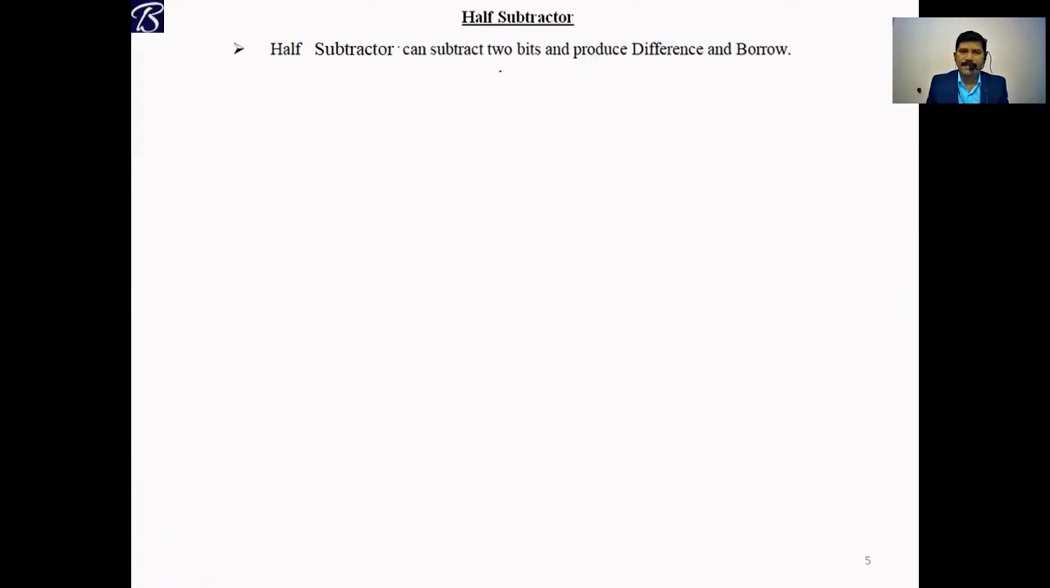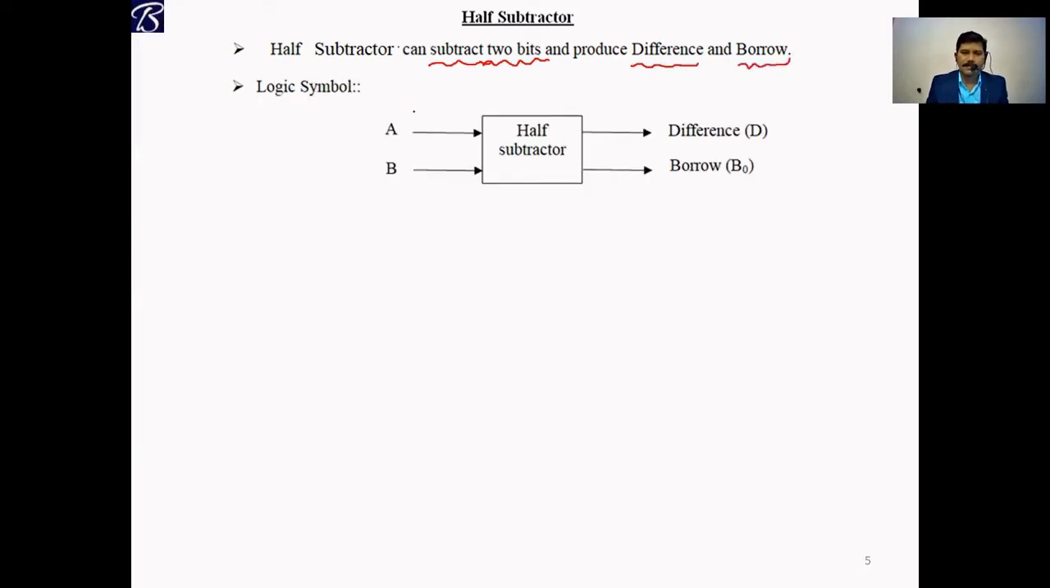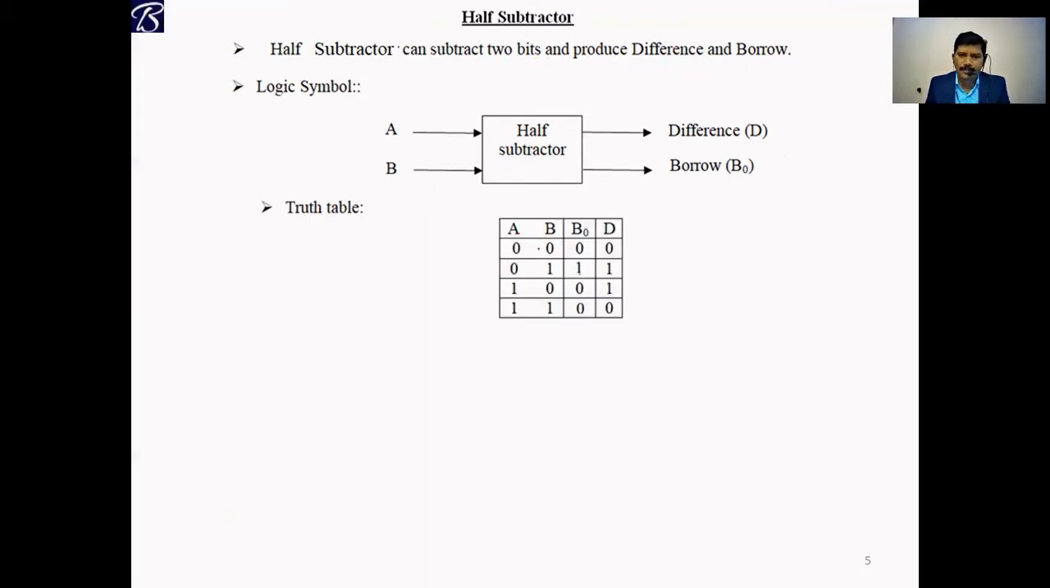Half subtractor can subtract 2 bits and produce a difference as well as borrow. The logic symbol has 2 inputs. It will take them and subtract, and it produces a difference as well as borrow. If you observe the truth table, it will take 2 inputs and produce a difference and borrow, right?